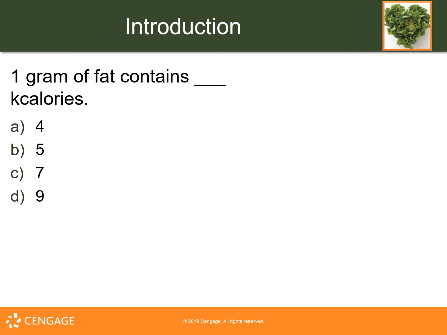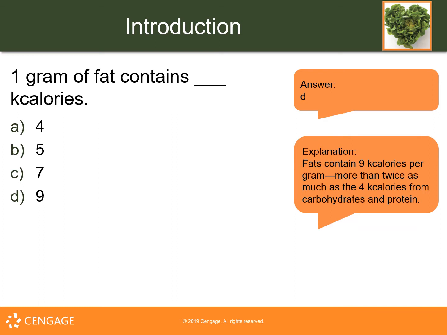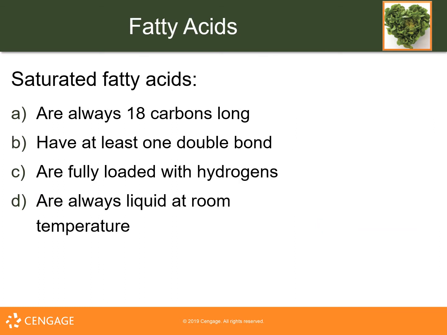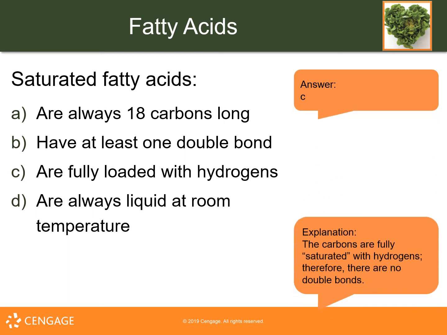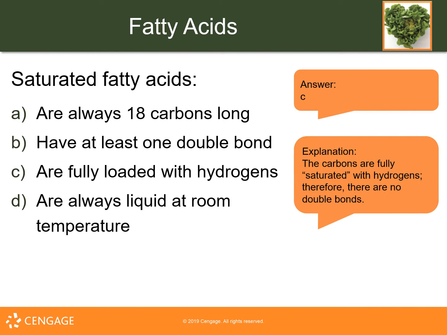One gram of fat contains how many calories? D. The answer is 9 calories per gram. Saturated fatty acids: C. Are fully loaded with hydrogens.